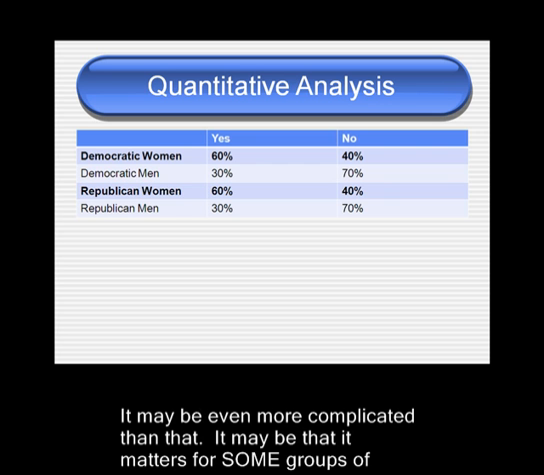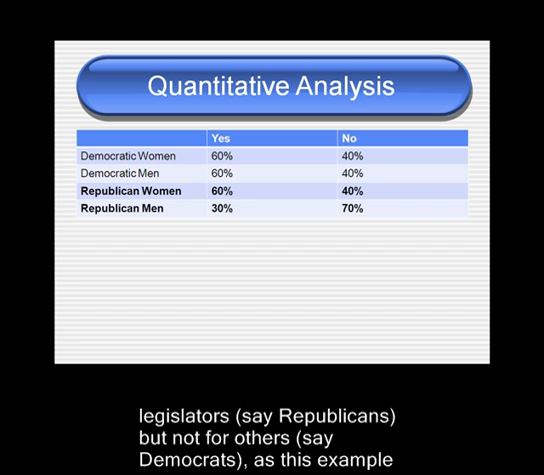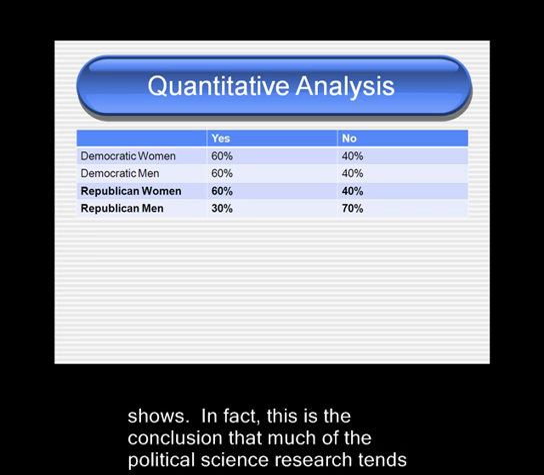It may be even more complicated than that. It may be that it matters for some groups of legislators, say Republicans, but not for others, say Democrats, as this example shows. In fact, this is the conclusion that much of the political science research tends to support.